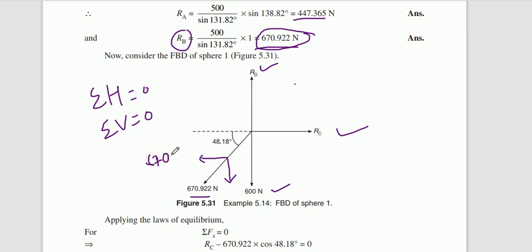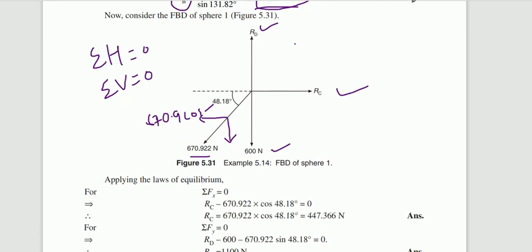Resolution: 670.9 cos 48.18. Similarly, 670.9 sin 48.18 is the vertical component. Just apply what you have to apply. Summation of horizontal force is equal to 0.